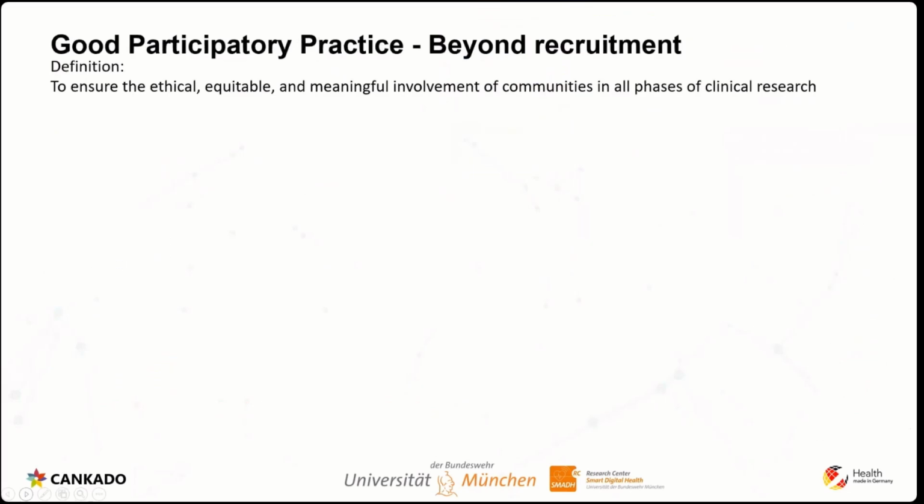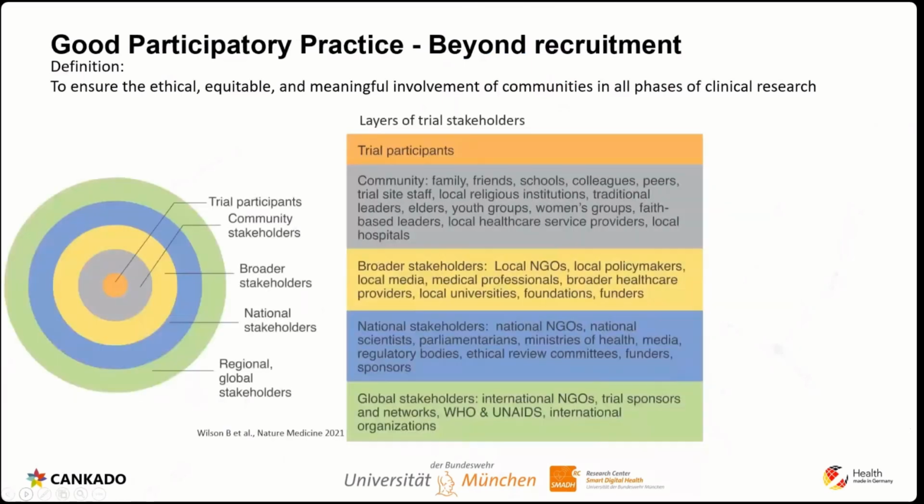There's a new GXP coming up and getting more and more important, which is good participatory practice, which means we should think about beyond just the people who are involved in the trial actively. So not only communicating with the trial participants, we should think about larger layers like the community, so the people who are surrounding the patients, or even look to broader stakeholders like other organizations which are local, or going to the national level, or even the global level, and including here social media in the communication also while the trial is going on.